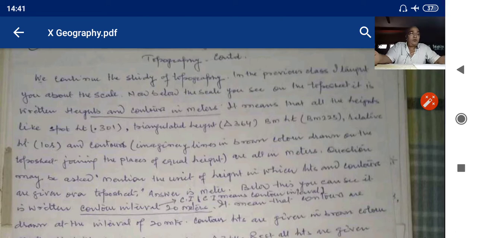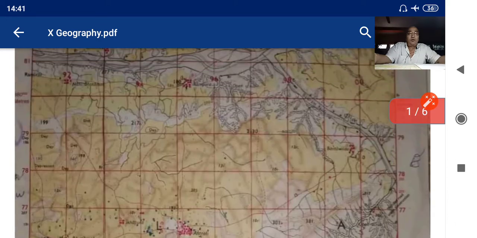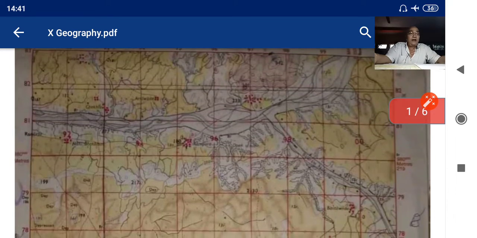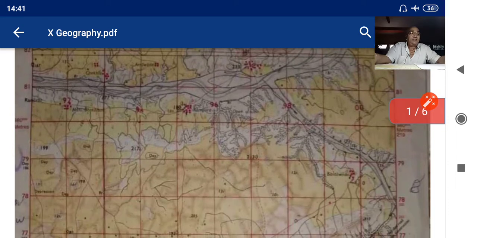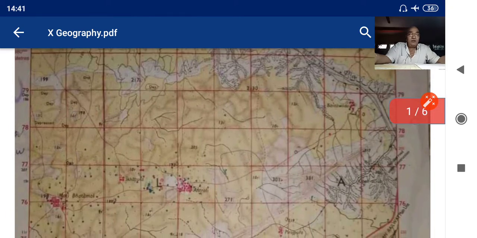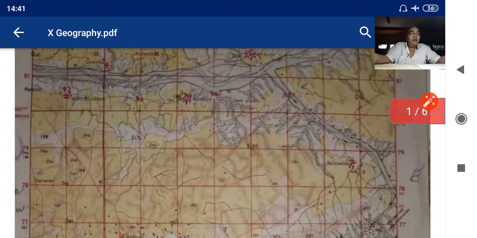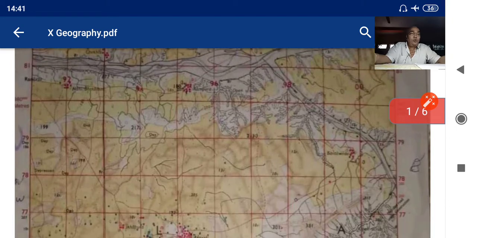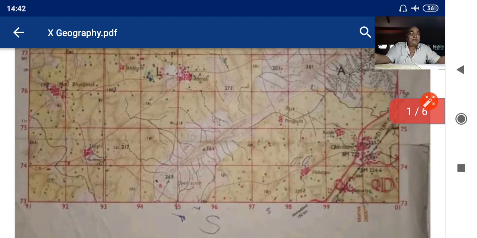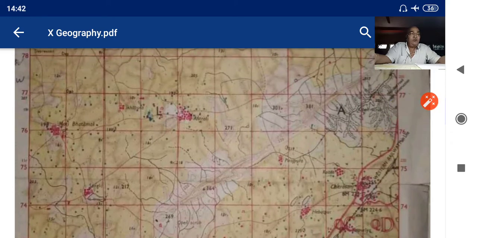It means that all the heights you can see in the topo sheet: spot height 301, triangulated height with triangle 364, BM height BM 225, relative height with letter R like 10R, and contours, imaginary lines in brown color drawn on the topo sheet, joining the places of equal height. This is the definition of contour.